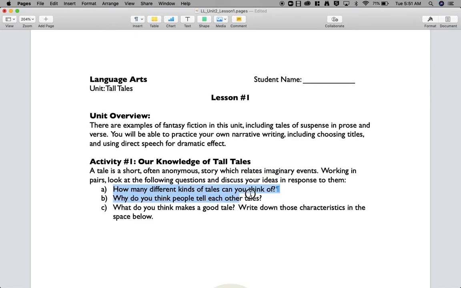A. How many different kinds of tales can you think of? Another way of saying tale is a story, right? Folk tales, like there are romantic tales, fantasy fiction. What kind of different tales can you think of? Why do you think people tell each other tales? That's a good question. What do you think makes a good tale? Write down those characteristics in the space below.